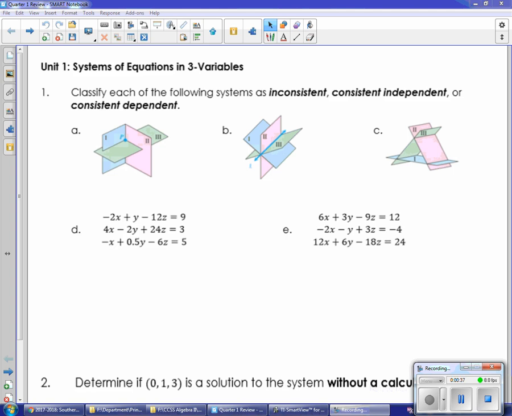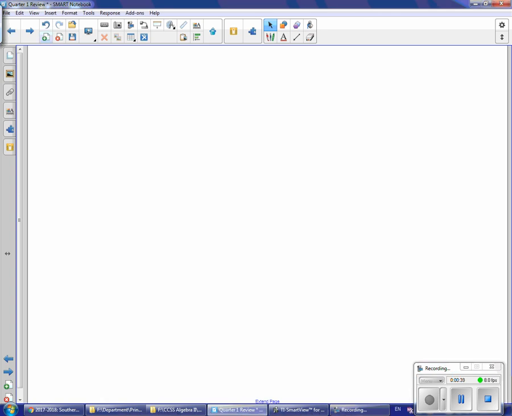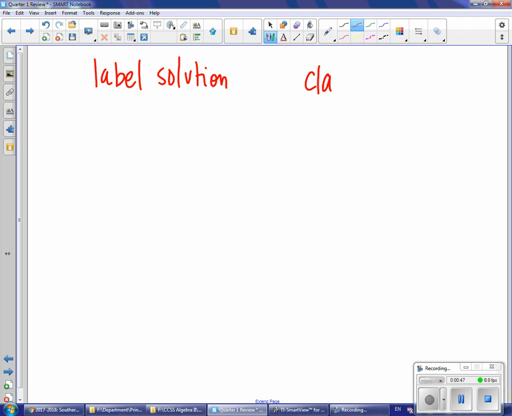One of the things that I was finding with my students is they were getting confused with labeling the solution versus classifying the system. So if you think about a system of equations, whether you're dealing with 2 variables or 3 variables, there are 3 different types of situations you can end up with.